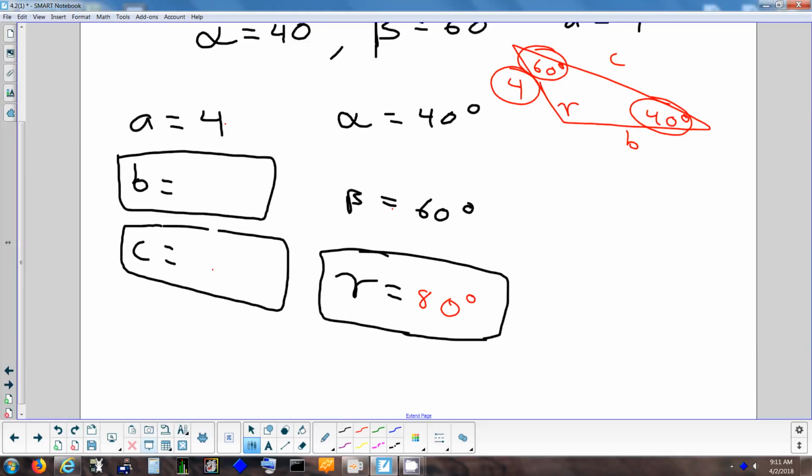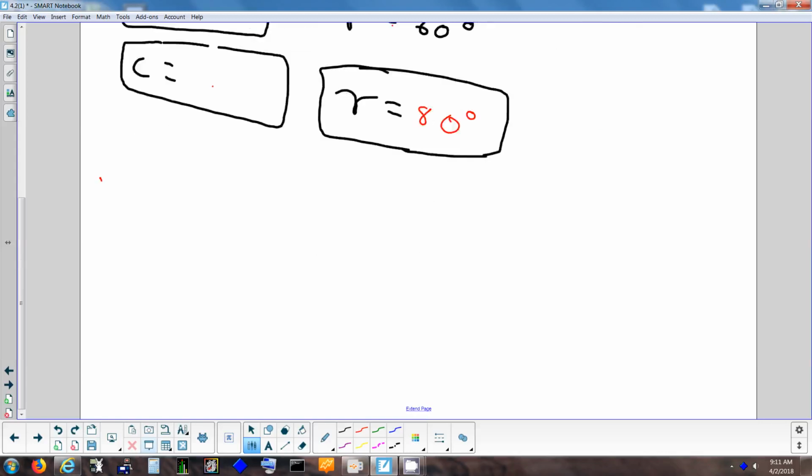Okay, so now we have all the angles. From this point, you can find B or C. It doesn't matter. We know the angle across from B. We know the angle across from C. So we have enough information to find both. This is going to be the key row that we use to do everything. So let's find B first.